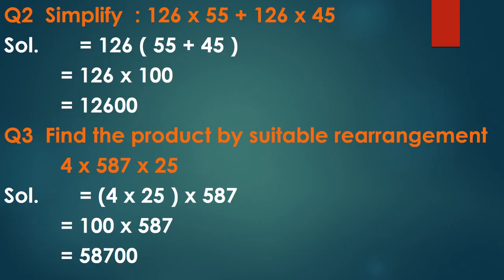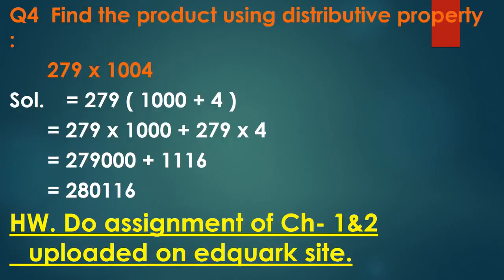Now see the fourth question. Find the product using distributive property. Here I am using distributive property of multiplication over addition. In the same way we can do subtraction also. It is 279 multiplied by 1004. 1004 we can write down easily as 1000 plus 4.